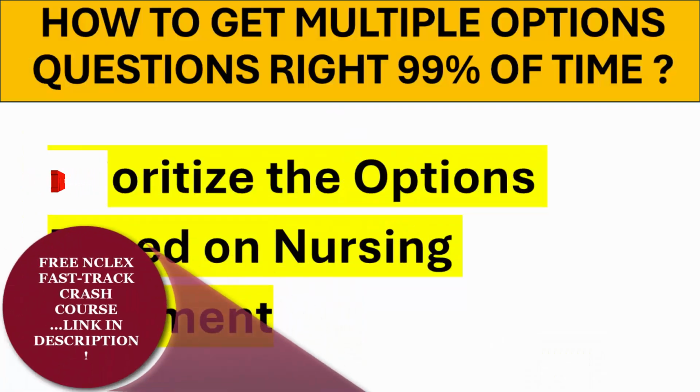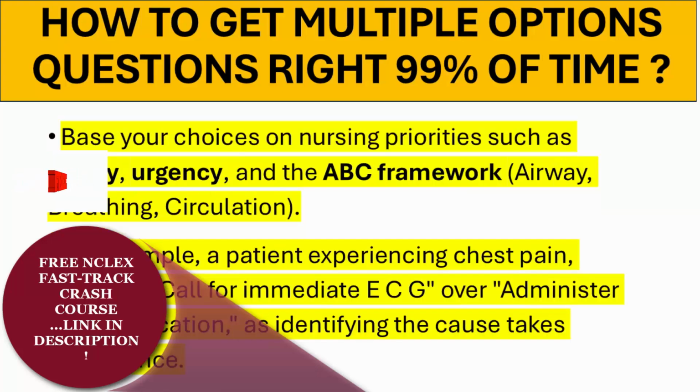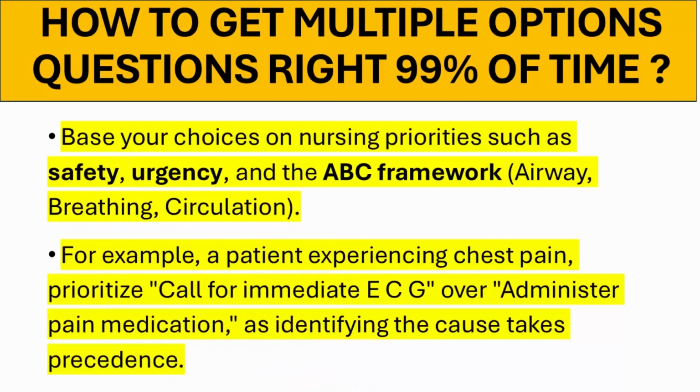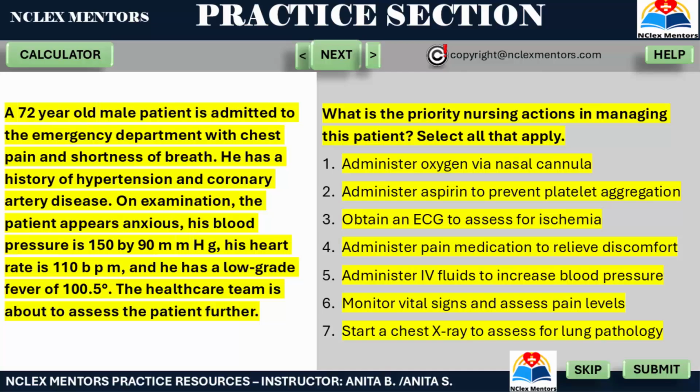Let's see another strategy. Prioritize the options based on nursing judgment. Base your choices on nursing priorities such as safety, urgency, and the ABC framework: airway, breathing, circulation. For example, for a patient experiencing chest pain, prioritize calling for an immediate ECG over administering pain medication, as identifying the cause takes precedence. Let's see a practice question.